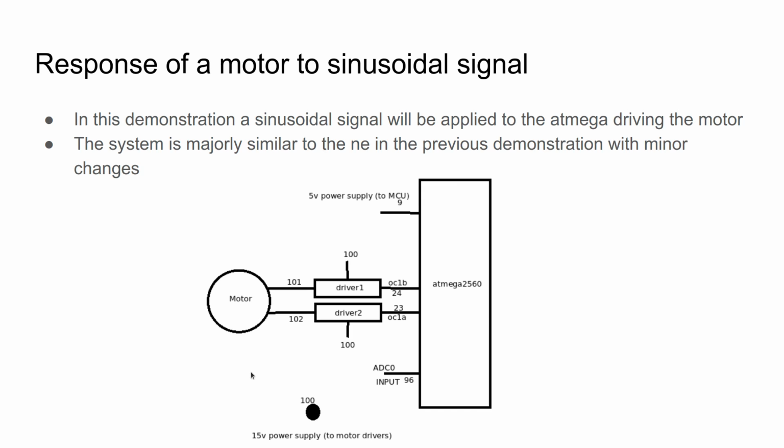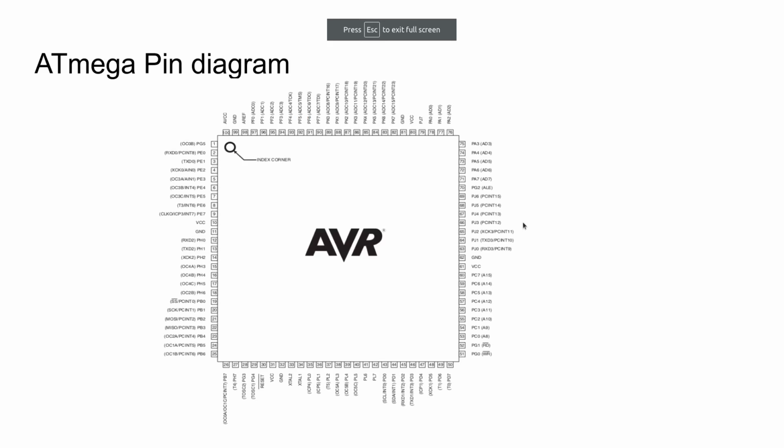So for this demonstration, we have a similar system but slightly more complicated. Instead of a simple digital on or off input, we have an analog input, and that is connected to node number 96. That will be pin 97 of Atmega. As you can see, the Atmega pin number 97 is ADC 0, which is the analog to digital pin number 0. So here we'll be applying our external input.